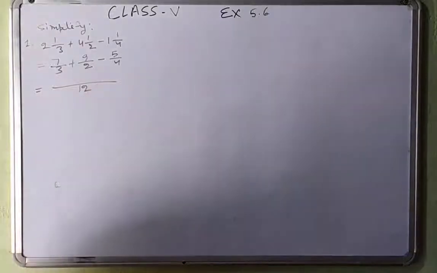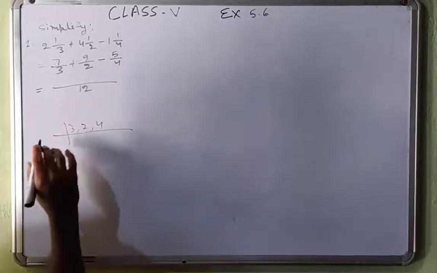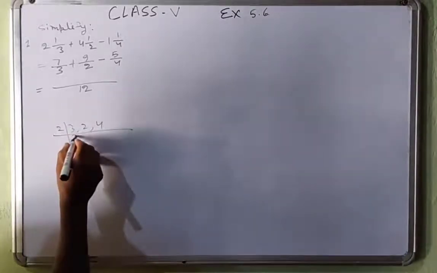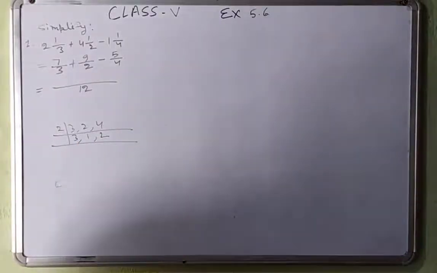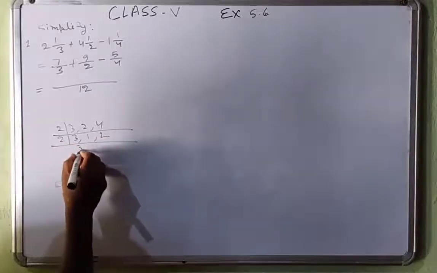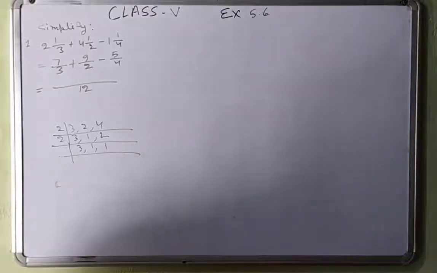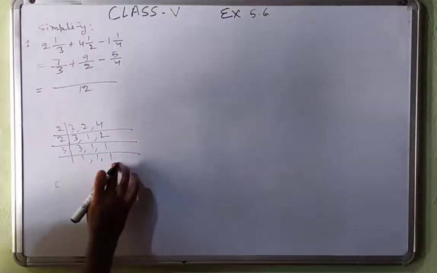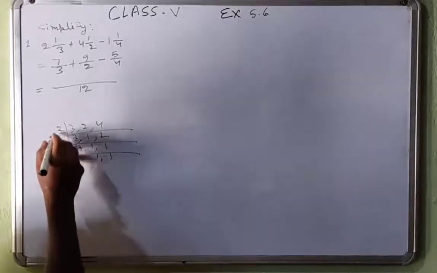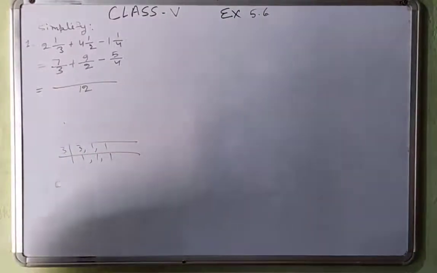How will you find the LCM? You know that 3, 2, 4. Check if 2 can divide any number? Yes, 2 ones are 2, 2 twos are 4. Again check if 2 can divide any number? Yes, 2 threes, 1 is similar, 2 ones are 2. Check again, can 2 divide any number? No. Now can 3 divide any number? Yes, 1, 1, 1. So all the 1s have come here. Multiply these: 2 twos are 4, 4 threes are 12. So that is the LCM.